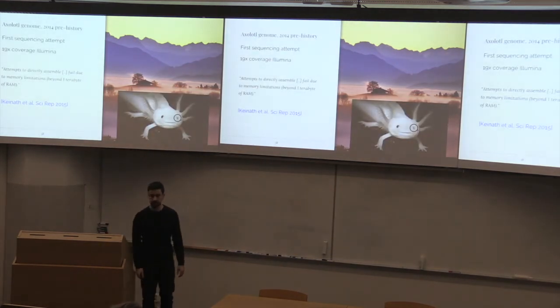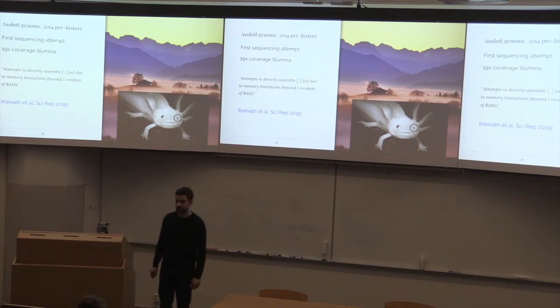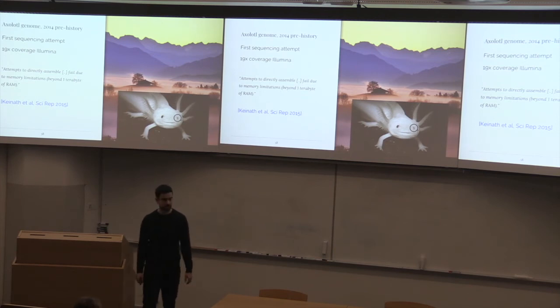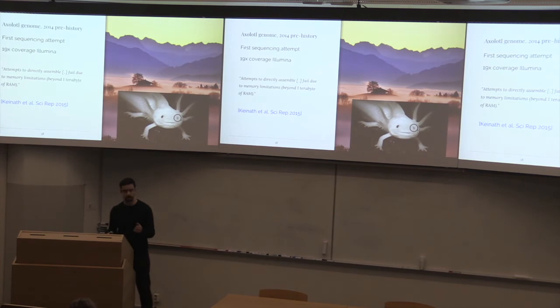So what do we do with this genome? There was a first prehistoric sequencing attempt from 2014. Only 19x Illumina coverage, but still cost a ton. And back then, the paper, which was published in SciLifeLab, said, we tried to assemble it, but we failed. There were too many resources needed to assemble. Okay, so that's it. They were still able to analyze one chromosome by capturing it.